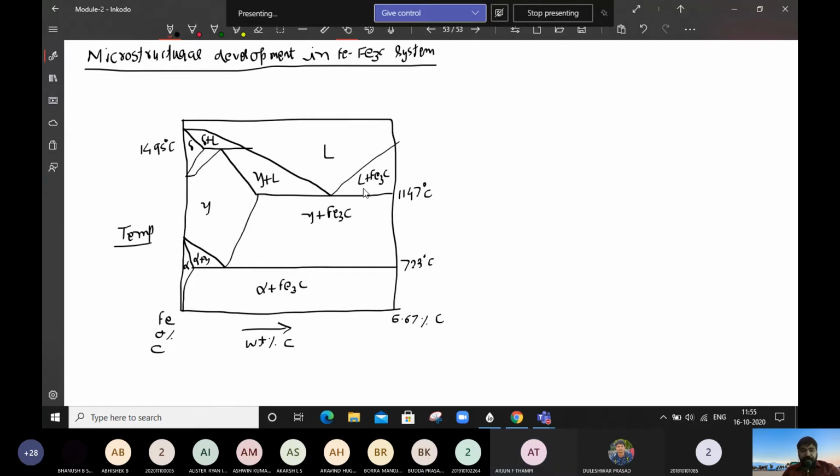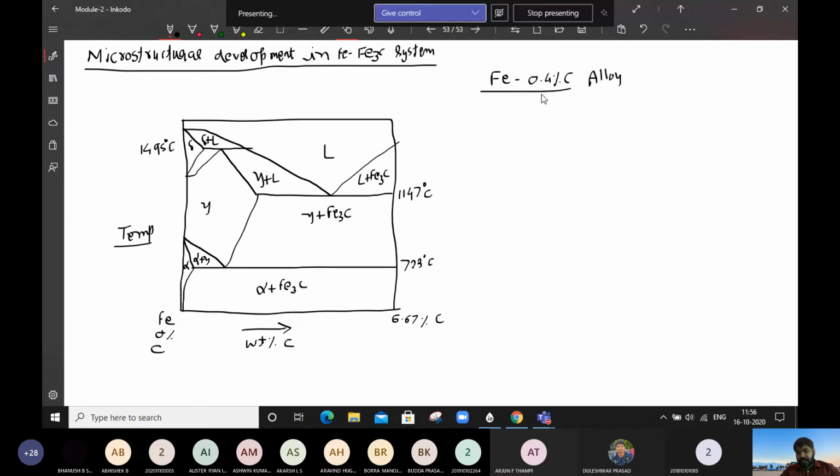Okay, so what is the meaning of microstructural development? Suppose I have given you an alloy of iron and carbon with 0.4% carbon. If there is 0.4% carbon, the rest will be iron. This means that it will consist of 0.4% carbon and the rest will be iron only. So this is the alloy I have taken.